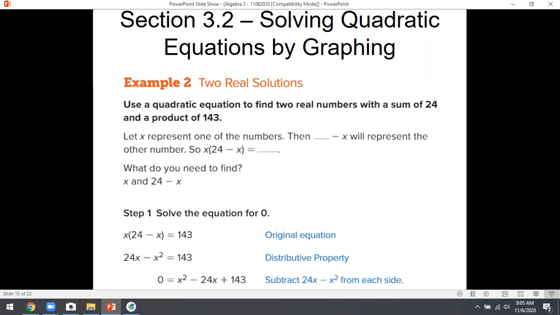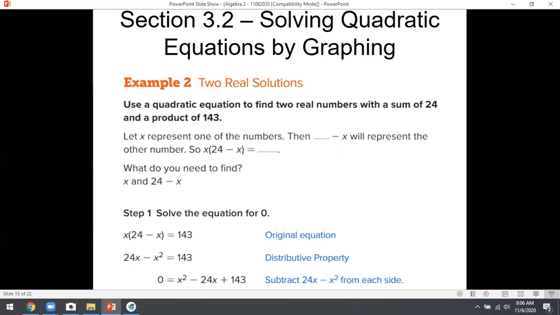Word problems like this are going to show up on your online homework, so we want to be able to set them up. And here we go. Use a quadratic equation to find two real numbers with a sum of 24 and a product of 143. So you don't know what the two numbers are. So let's name them with two letters. What do you want them? How about X and Y? Probably makes sense.